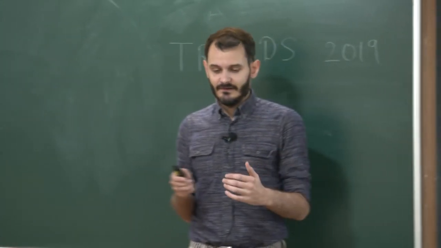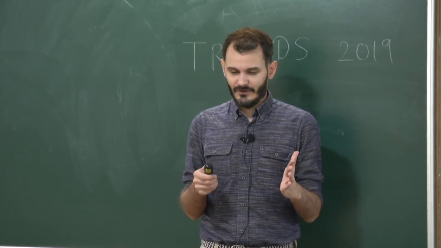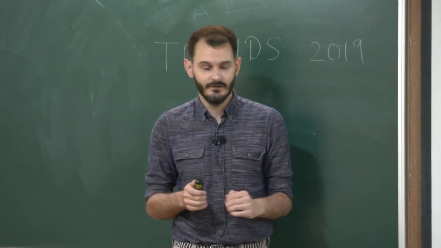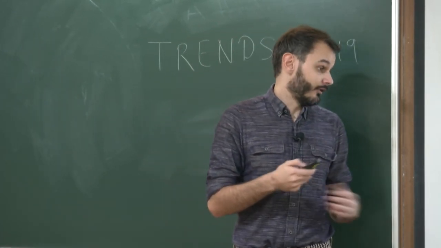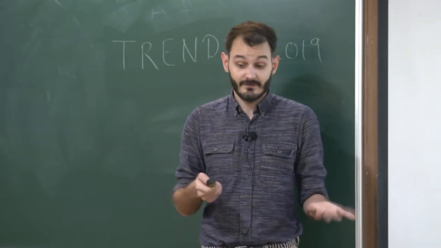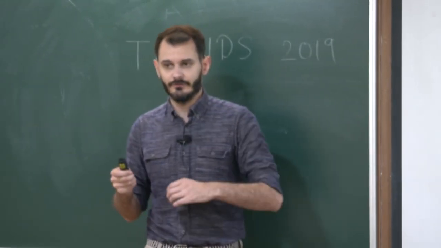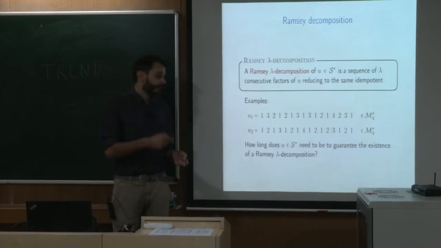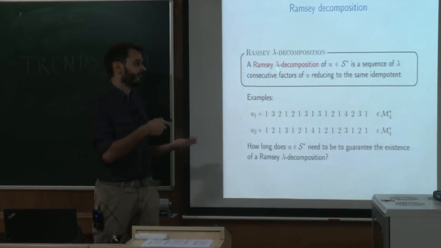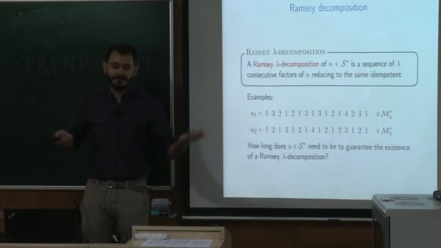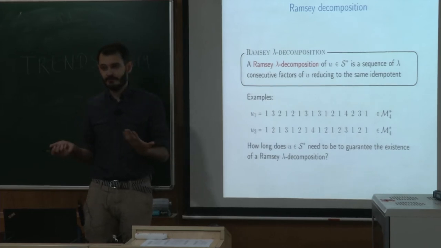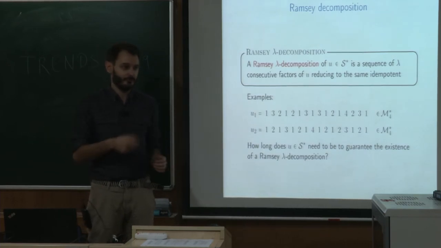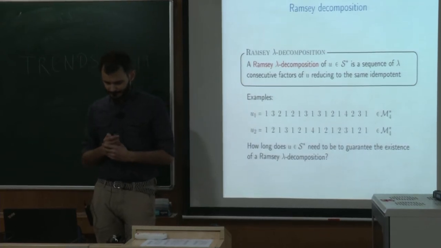Ideally, I would like to have something exact: given a semigroup S, what is exactly the length of the maximal sequence of elements of S that does not admit a Ramsey lambda decomposition? Okay? One more thing I should add before going further. In the remainder of the talk, I will consider the case lambda equal 2, because it's easier to present the ideas of the proof this way, but all the things I will present are easily generalizable to any lambda.